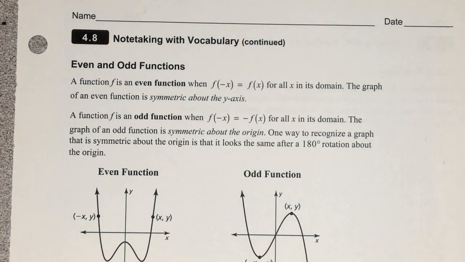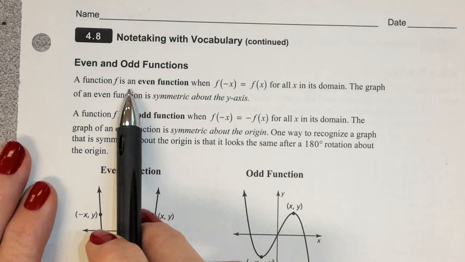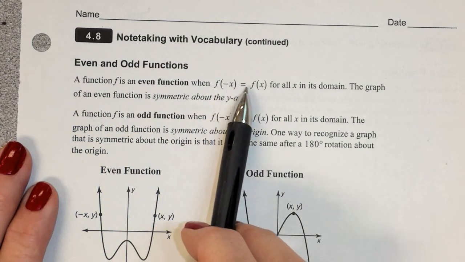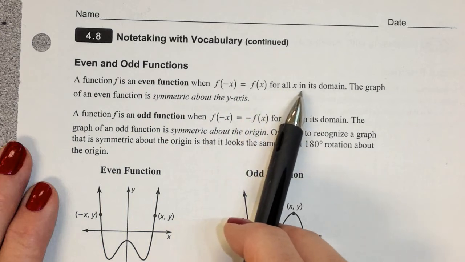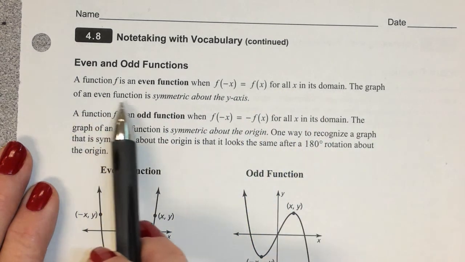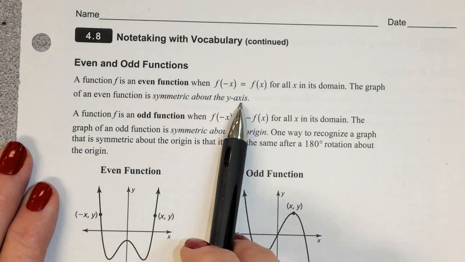Okay, so looking at page 115 in our student journal, the first thing we're going to start with are even and odd functions. So it says a function f is an even function when f of negative x equals f of x for all x in its domain. Also, the graph of an even function is symmetric about the y-axis.